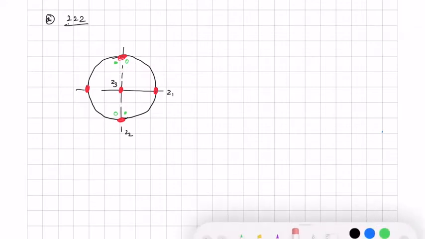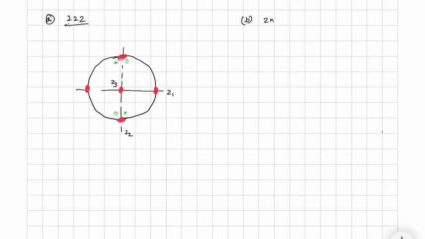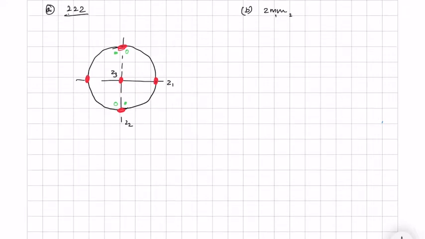Okay, let us move to the second one, which is 2mm, or we can say M1 and M2 for easy distinction. Okay, it is never denoted as M1 or M2, but here we have just marked the numbers in the mirror so that we can distinguish.